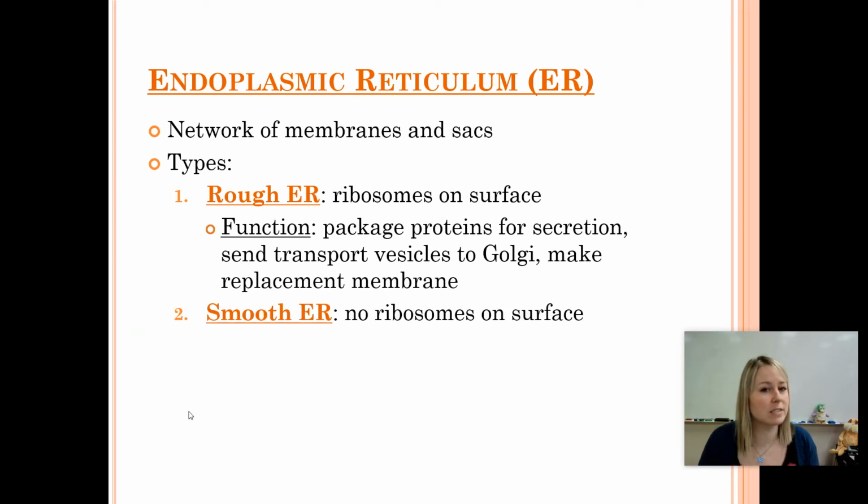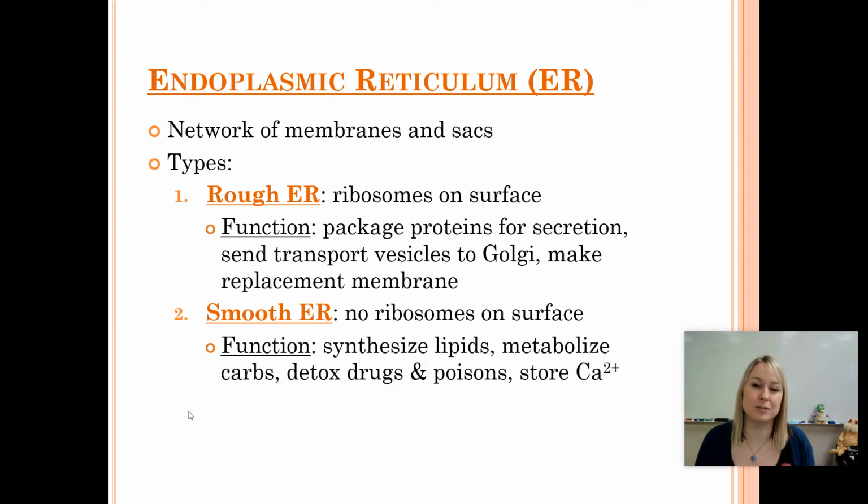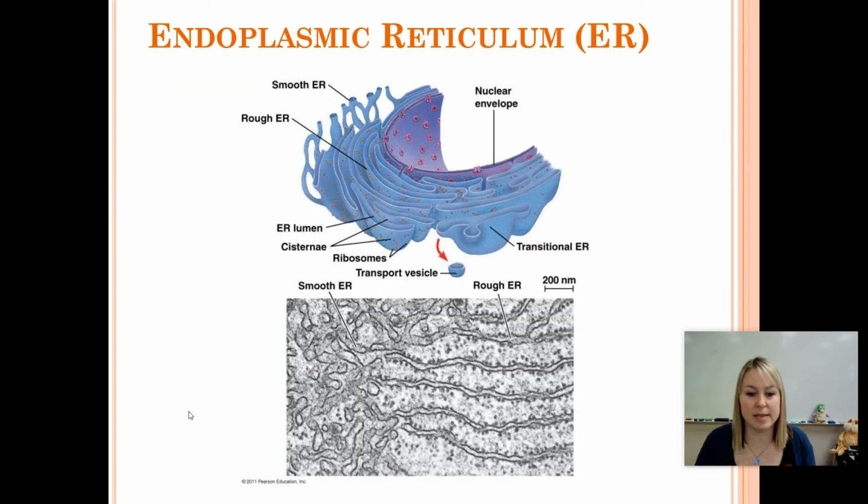The smooth ER does not have any ribosomes on the surface. It's mostly because the ribosomes already left. They aren't on there anymore, but it's also there to function in a different way, in synthesizing lipids from its lipid bilayer, metabolizing any carbs, breaking things down. It's also a good spot for detox. You have a lot of enzymes in there that are working hard to keep the cell clean and free of toxins.